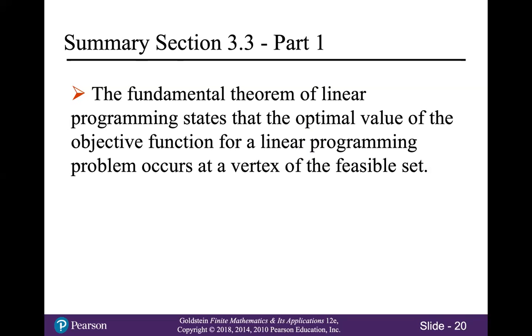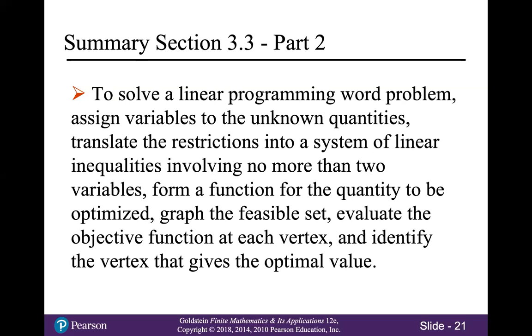The fundamental theorem of linear programming states that the optimal value of the objective function for a linear programming problem occurs at a vertex of the feasible set. To solve a linear programming word problem, assign variables to the unknown quantities, translate the restrictions into a system of linear inequalities involving no more than 2 variables. In the next chapter, we'll talk about how to solve these problems when you have more than 2 variables, by the way. Form a function for the quantity to be optimized, graph the feasible set, evaluate the objective function at each vertex, and identify the vertex that gives the optimal value.